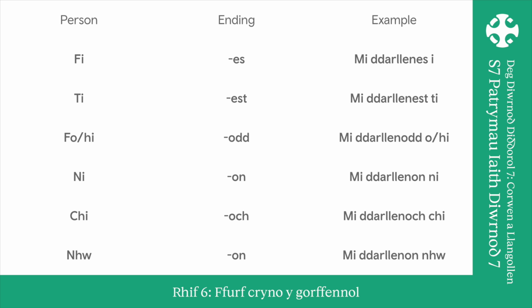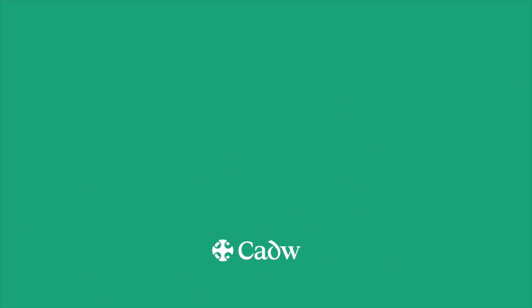Fi, es, mi ddarllenes i. Ti, est, mi ddarllenest ti. Fo, odd, mi ddarllenodd o. Hi, odd, mi ddarllenodd hi. Ni, on, mi ddarllenon ni. Chi, och, mi ddarllenoch chi. Nhw, on, mi ddarllenon nhw.